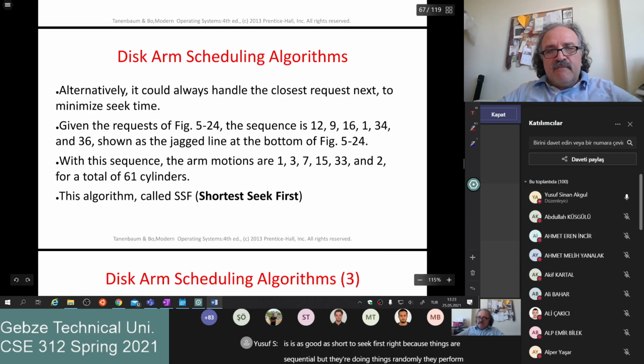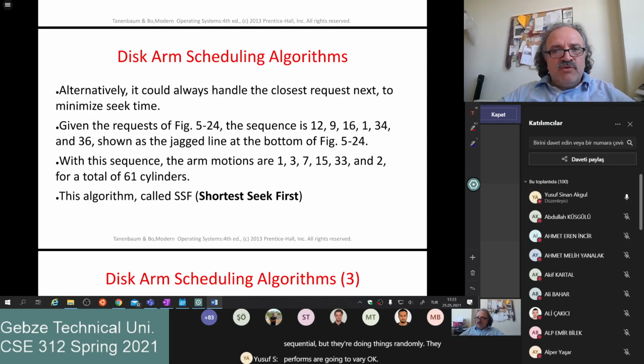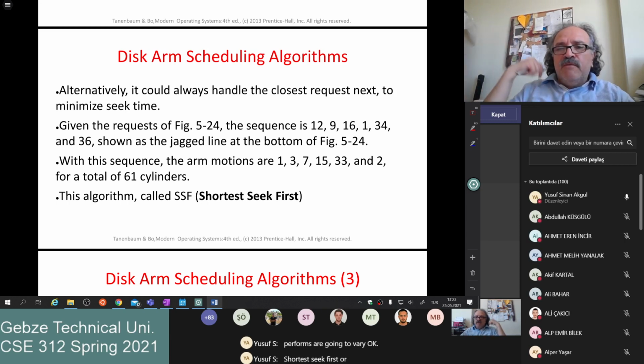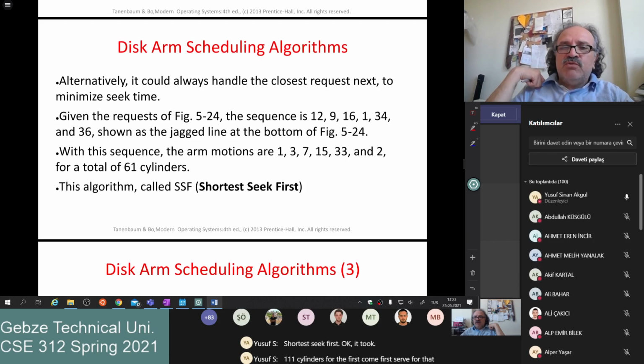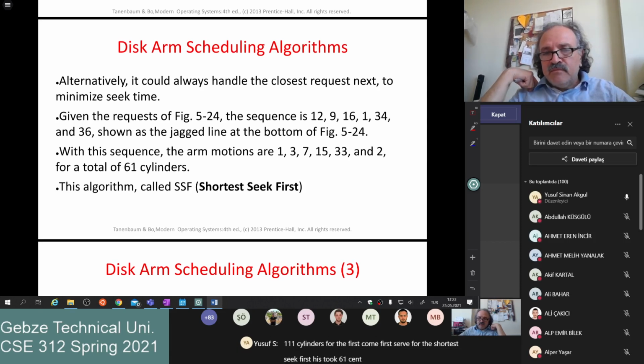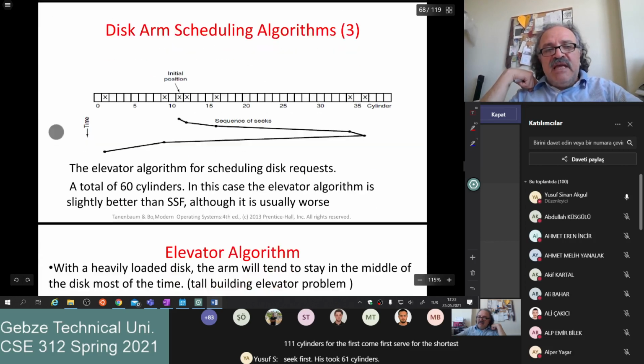Okay, shortest seek first. Okay, it took 111 cylinders for the first come first served. For the shortest seek first, it took 61 cylinders. Another algorithm is the elevator algorithm.